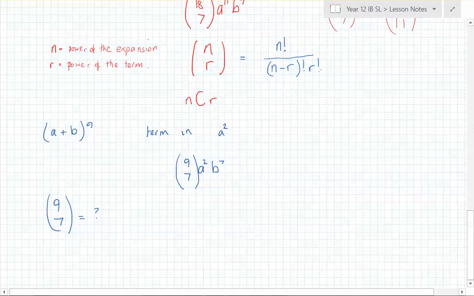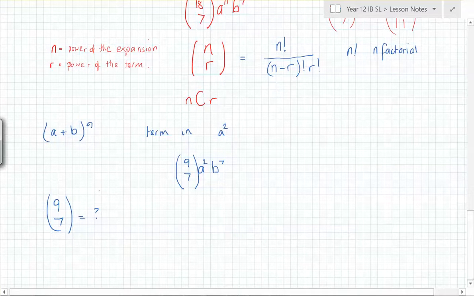Now, the exclamation mark doesn't just mean do it with a surprised face. Okay? It's not like 9 but make it surprising. Alright? n exclamation mark actually means something. For example, if it's 7, it's 1 times 2 times 3 times 4, and so on up to 7. n exclamation mark is actually pronounced n factorial. Okay? n factorial.